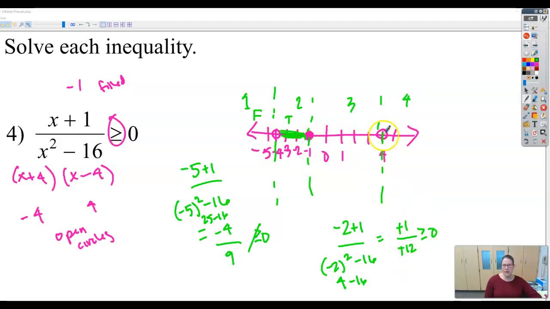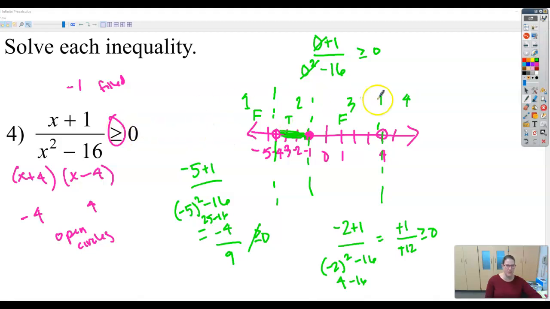Choose one between negative 1 and 4. Always choose 0 if you can, because it's pretty easy to calculate if you're putting zeros in for x. So 0 plus 1 over 0 squared minus 16 should be greater than or equal to 0. 1 over negative 16 is a negative number, which means it's not greater than or equal to 0, so that one is false. And then choose anything 4 or bigger.